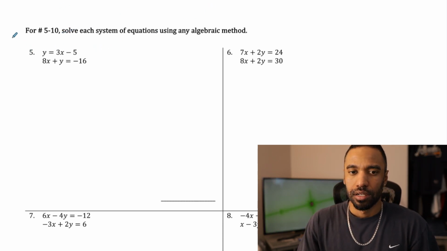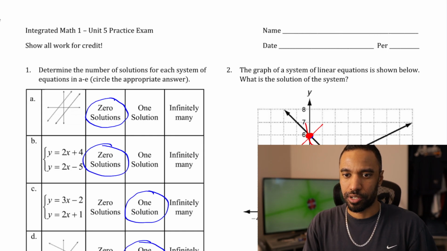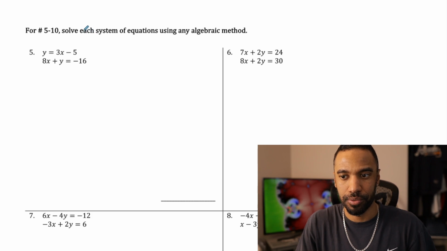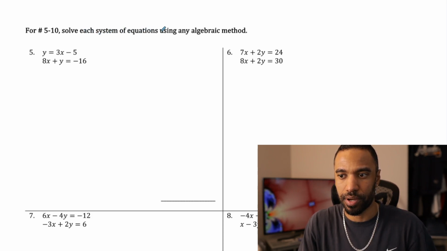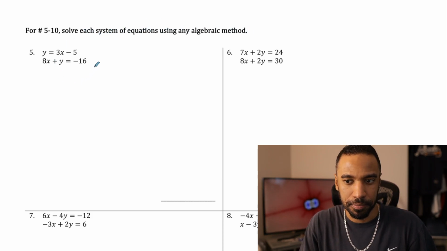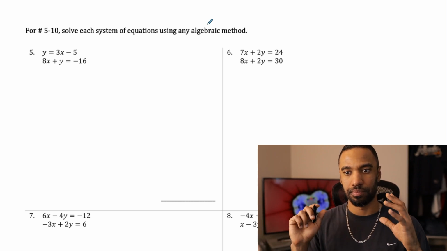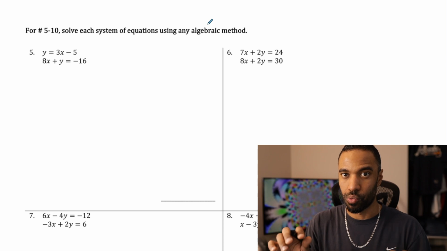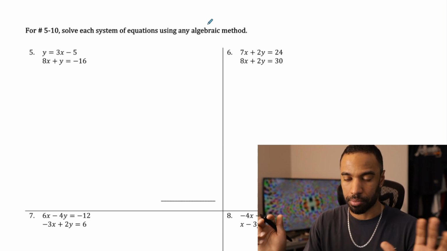Okay. Next page. I don't know if I showed you, but we were just on this page here. And let's go to the next page. Numbers 5 through 10. We'll solve systems of equations using any algebraic method. If it seems like it's easier to just really do one and to completely avoid the other, I probably will.